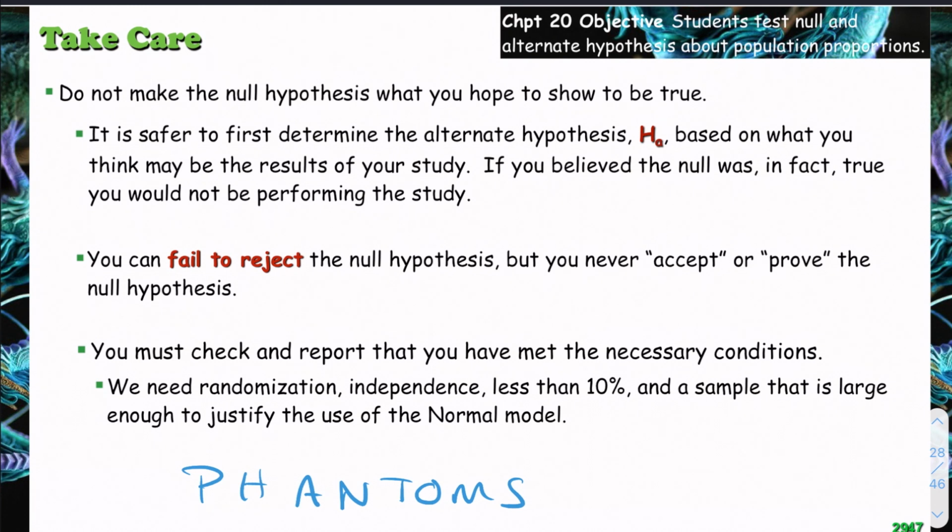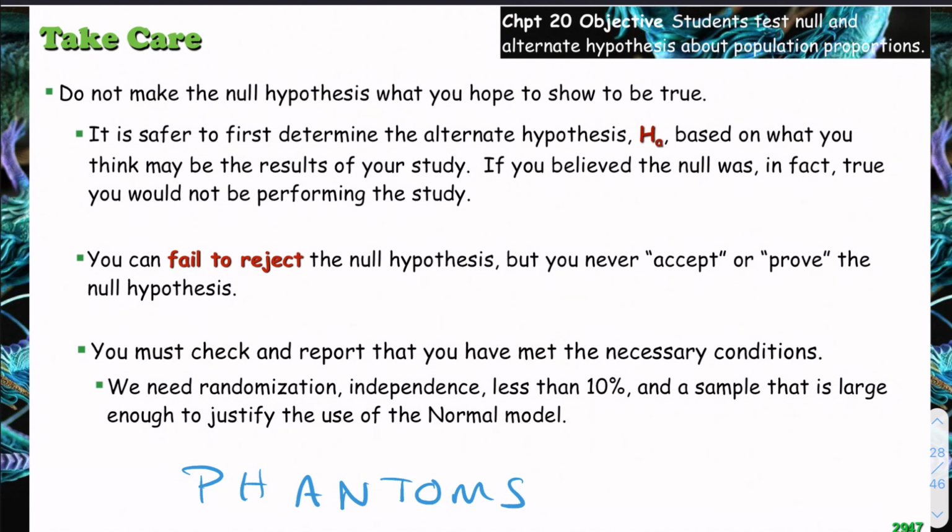I do want to have some words of advice before we actually do some of these questions. Do not make the null hypothesis what you hope to show to be true. It's much safer to first determine the alternate hypothesis, and based on what you think may be the results of the study, the alternate hypothesis might be the one you want to show to be true. If you believed the null was in fact true, you would not be performing the study, right? I often say the null hypothesis is like "nothing to see here."